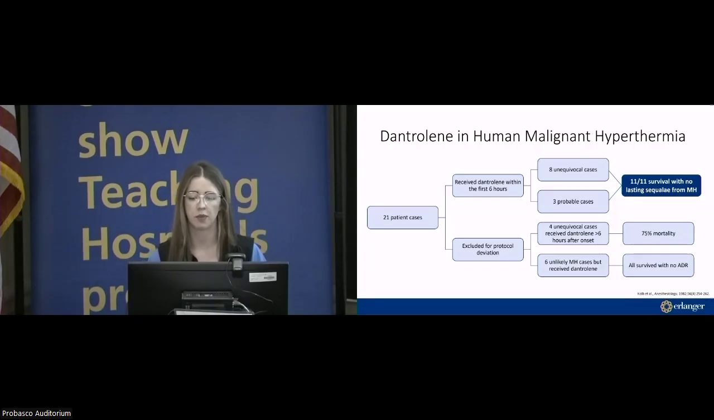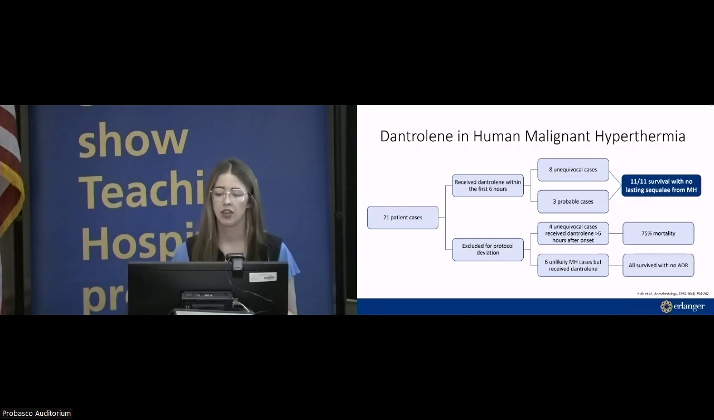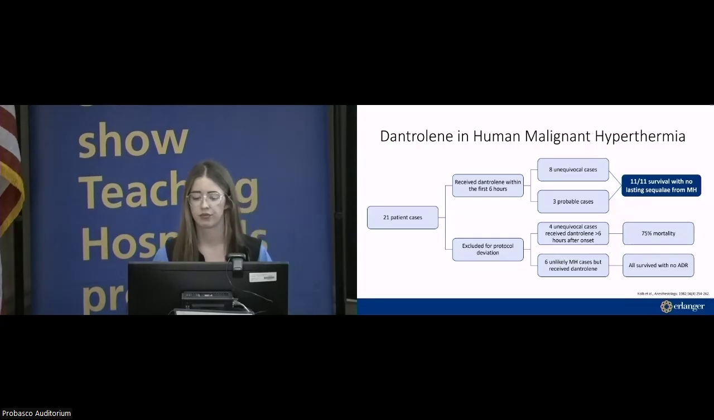In contrast, of the 4 patients with unequivocal malignant hyperthermia where dantrolene was delayed beyond 6 hours, the mortality increased to 75%. And there were also 6 patients in whom malignant hyperthermia was ultimately deemed unlikely, but who still received dantrolene. All of them survived without adverse drug reactions. This pattern supports 2 important concepts. One is that early administration of dantrolene is critical, and the risk of giving dantrolene empirically when malignant hyperthermia is suspected is relatively low compared to the risk of undertreatment.